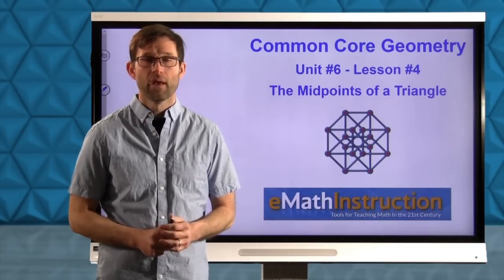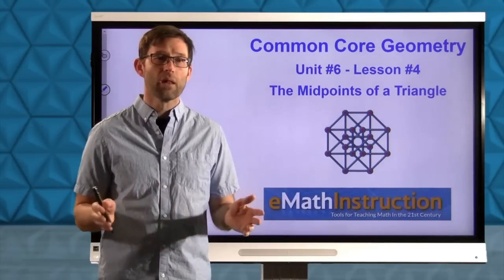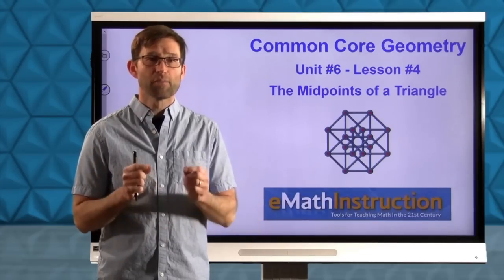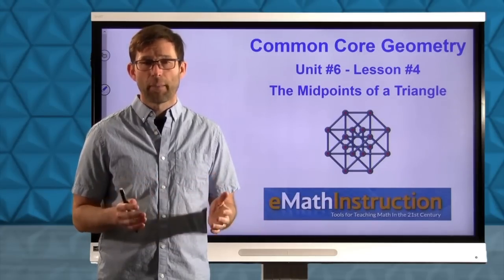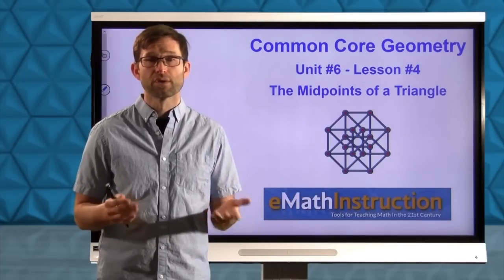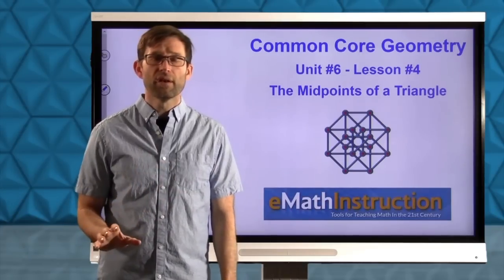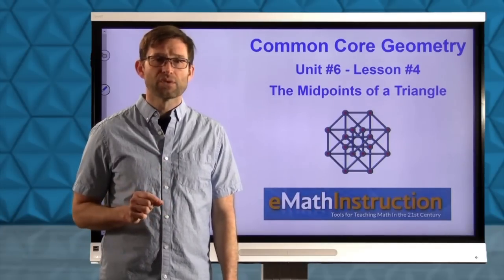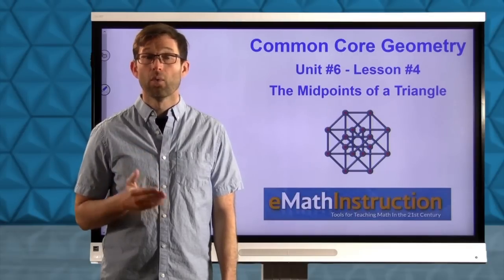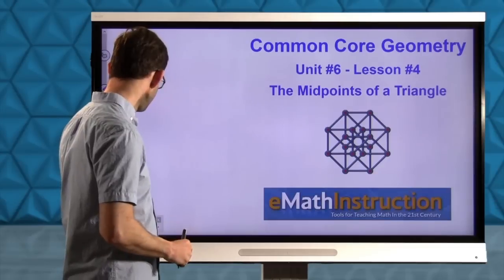Today we'll be doing Unit number 6, Lesson number 4 on the midpoints of a triangle. Now this is going to seem like a rather odd diversion because we're in the middle of Unit 6, which is all about quadrilaterals, and really special quadrilaterals like trapezoids, parallelograms, rectangles, rhombuses, squares, etc. And yet today we're going to take a little bit of a diversion and see what happens when you connect the midpoints of two sides of a triangle with a line segment. So let's jump into that right now.